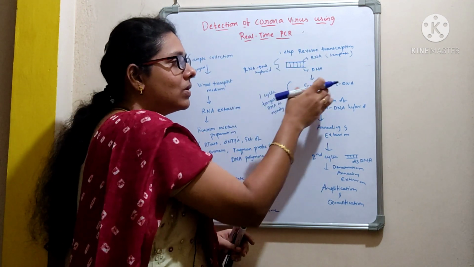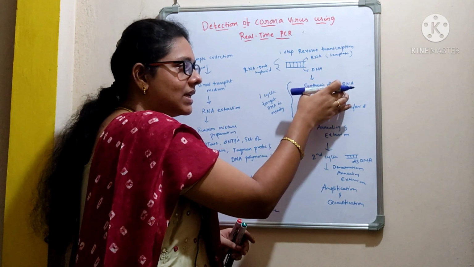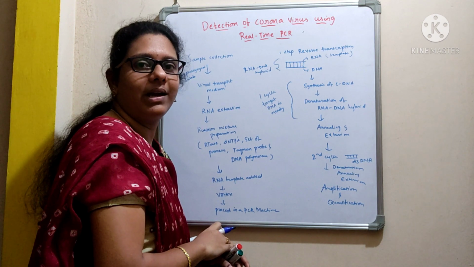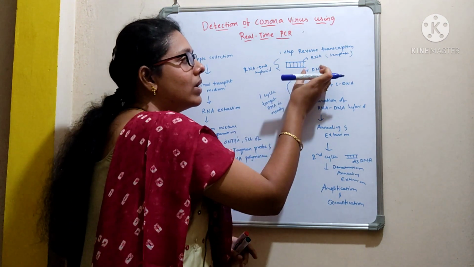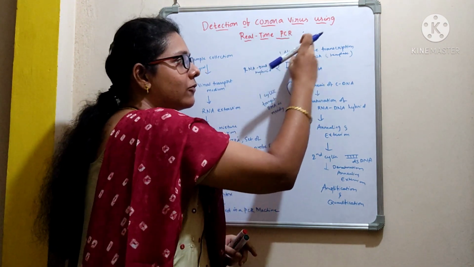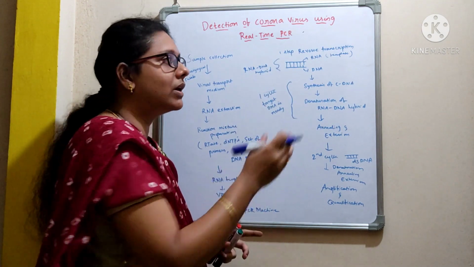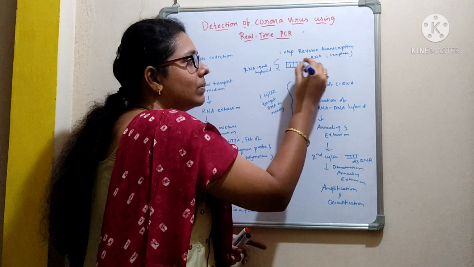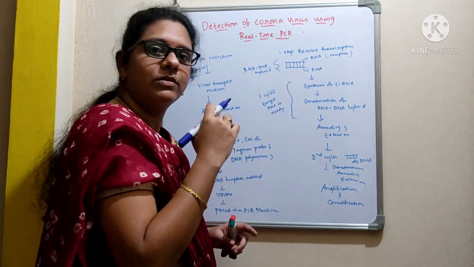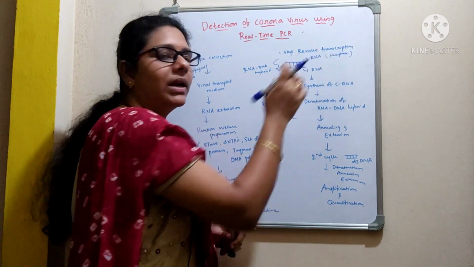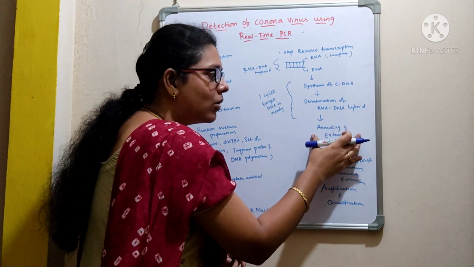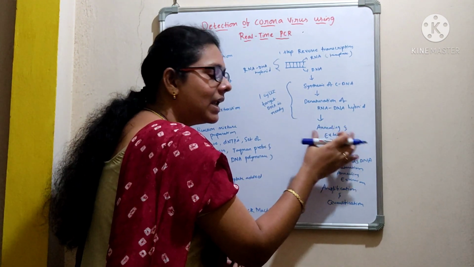Okay. Now after the synthesis of the cDNA, denaturation of the RNA-DNA hybrid takes place. That means we are going to separate this DNA strand from the RNA strand. That we call denaturation. So in this denaturation, we are going to break these hydrogen bonds so that the RNA gets separated from the DNA. Now we go to the step of annealing and extension.